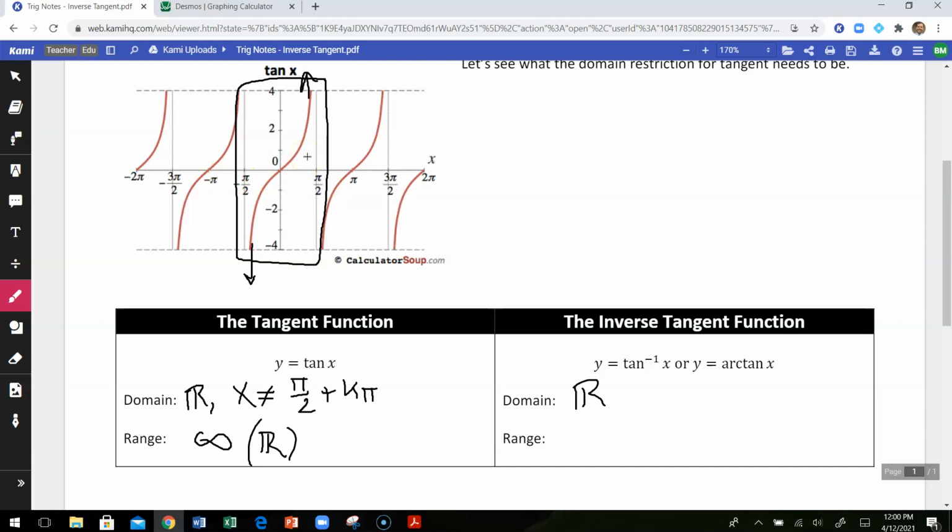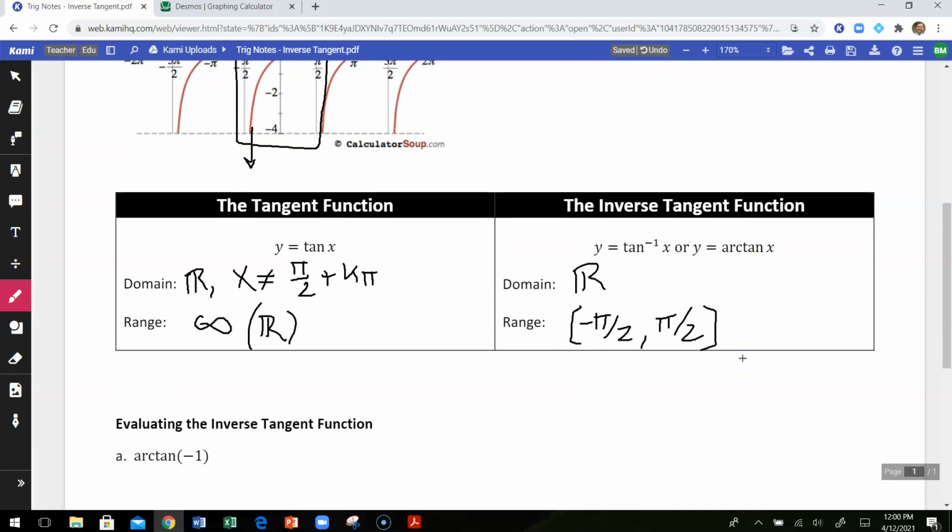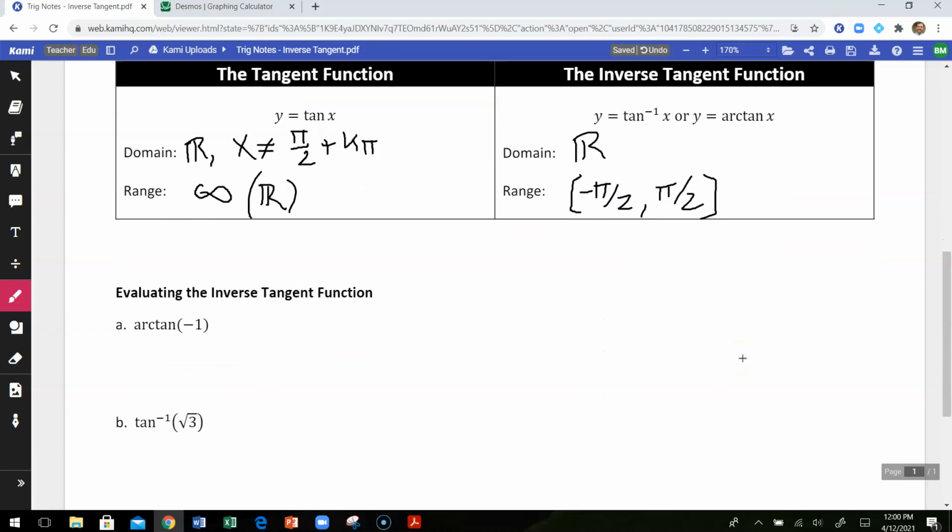And that's because we had to restrict our domain from negative pi over 2 to pi over 2. So our range of values is going to be negative pi over 2 to pi over 2. All the values that we get from our inverse tangent function are going to be negative pi over 2 to pi over 2. And again, that's the same as sine. So when looking at tangent, thinking about the right side of the unit circle, we are going to get our values from negative pi over 2 to pi over 2.